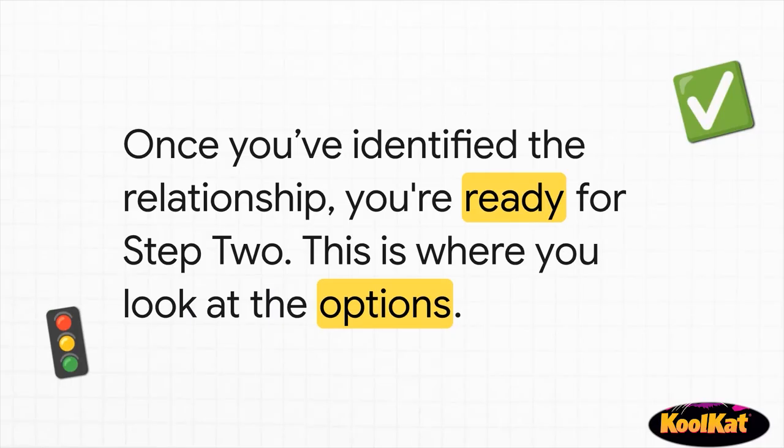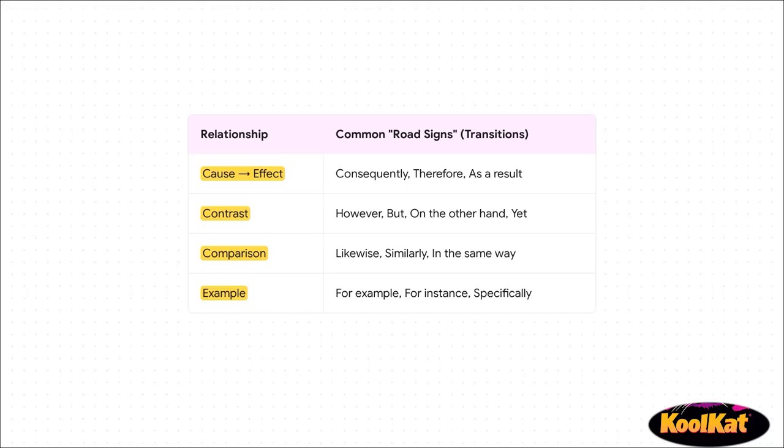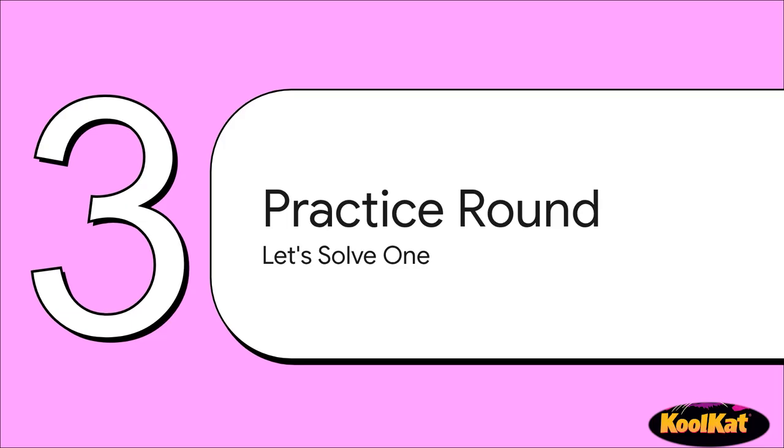Okay, you've done the hard part. You've looked at the two ideas, and you've identified the relationship. Now, you are ready for step two. This is the moment where we finally let ourselves look at the answer choices and pick the perfect road sign. Now, this slide, this is basically your cheat sheet. Seriously, each relationship has its own family of road signs. For cause and effect, you're looking for words like consequently or therefore. For contrast, it's going to be however or but. You might want to pause here and just let this sink in. It is so useful.